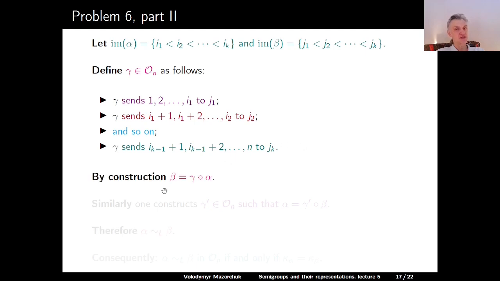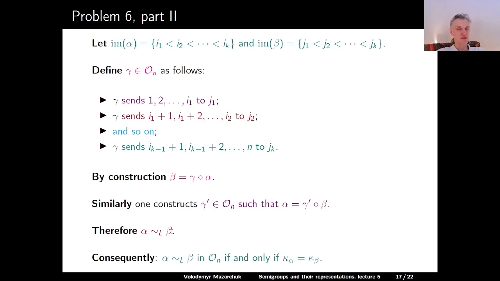And so by construction, beta is equal to gamma after alpha. And similarly, we construct gamma prime in On such that alpha is equal to gamma prime after beta by swapping the roles of alpha and beta. And this means that alpha is left equivalent to beta by our alternative description of L. Consequently, two elements in On are left equivalent if and only if they have the same kernel. So the description is exactly the same as for the full transformation semigroup.